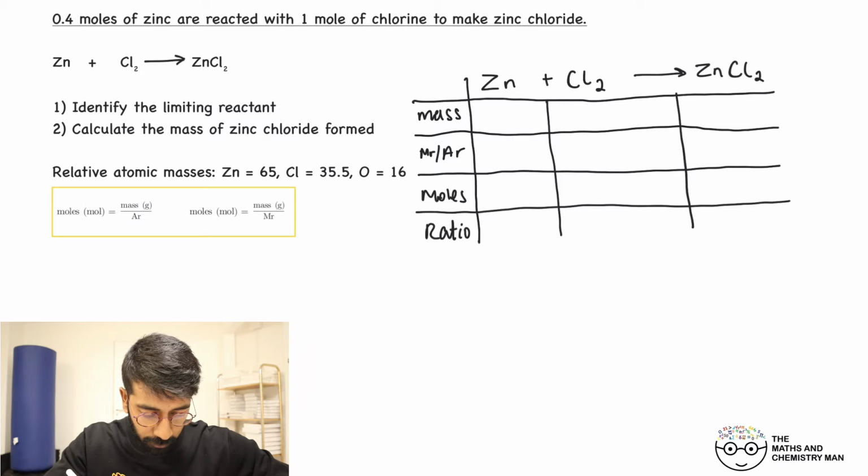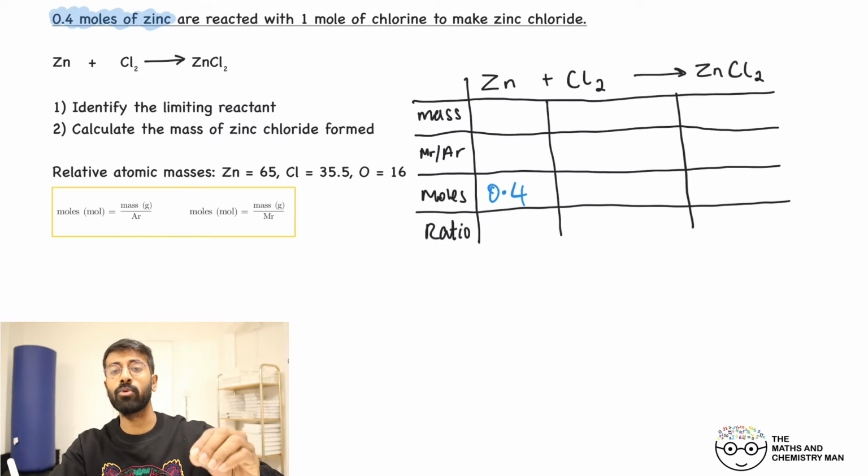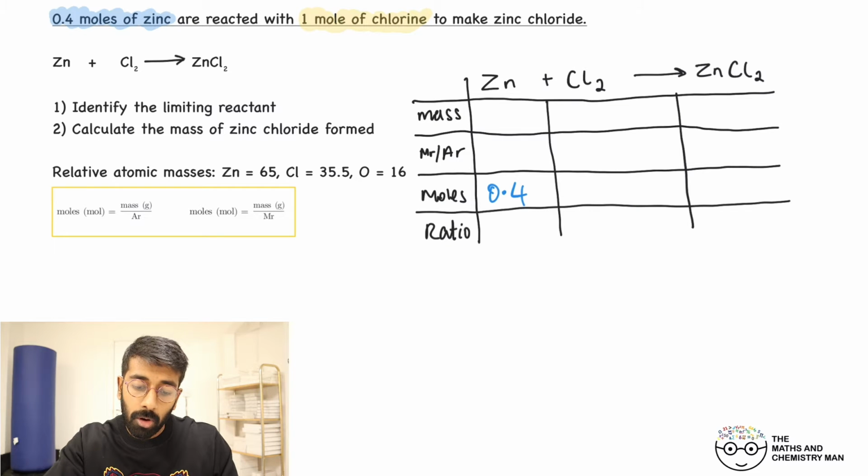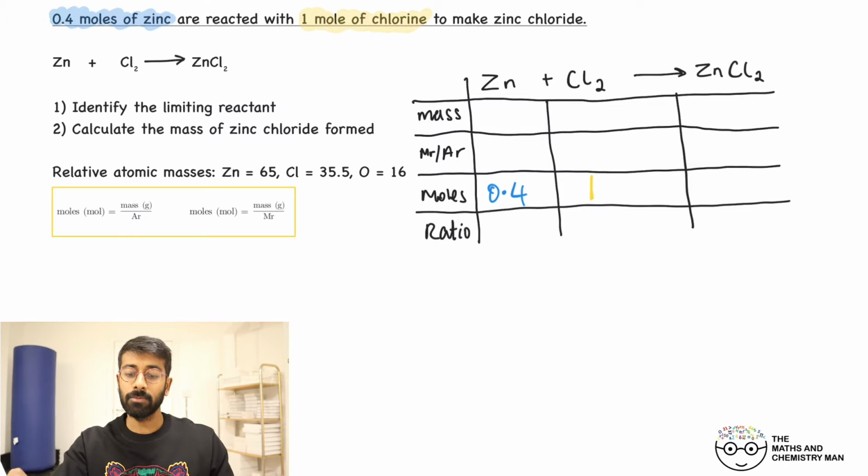You have got 0.4 moles of zinc, right? So we can fill that in the mole section for zinc. Let's do that in a different color. 0.4, there we go. So you've got 0.4 moles of zinc. And then we've got 1 mole of chlorine, right? So let's highlight that as well and fill that in the table. There we go, 1 mole of that. And now the first job that we have to do is work out what's the limiting reactant.